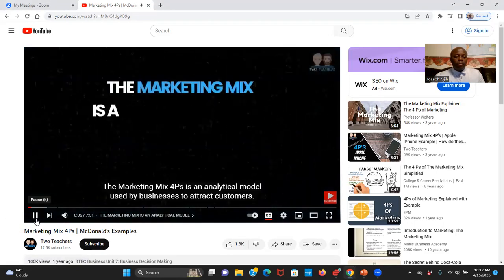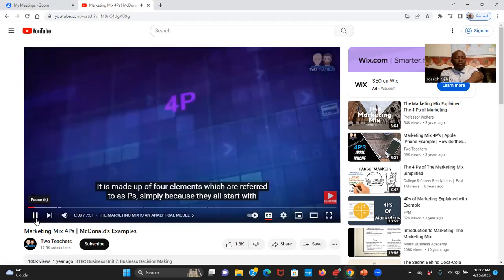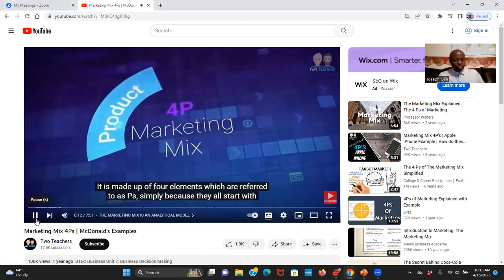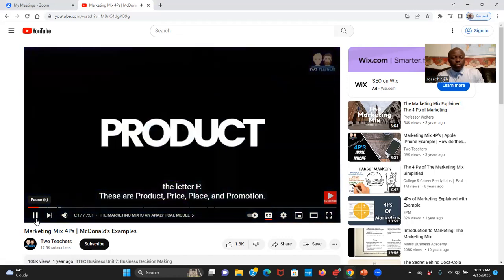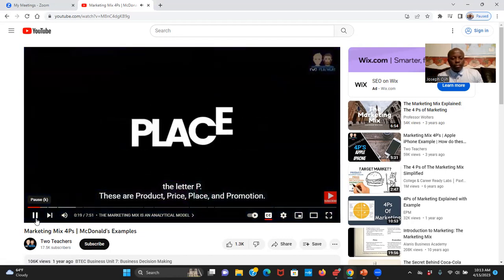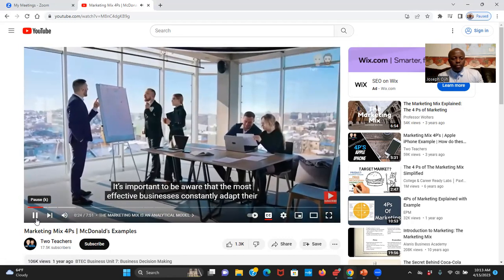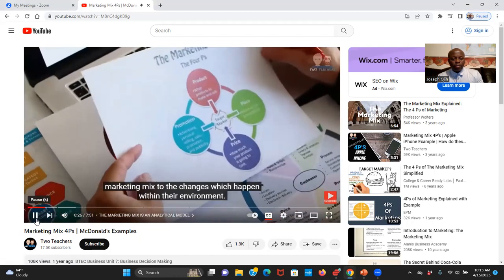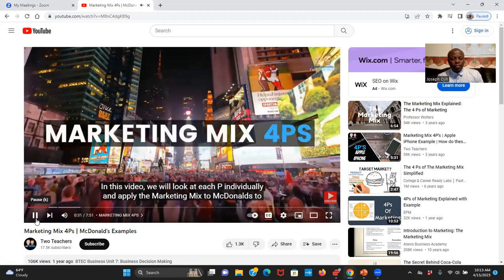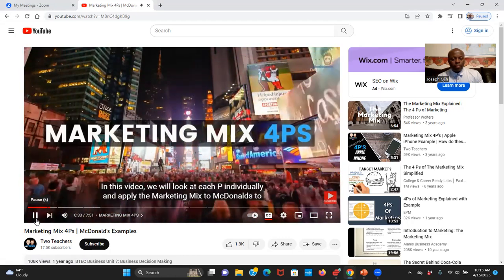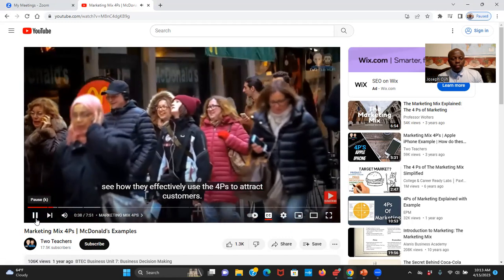All right. The marketing mix is an analytical model used by businesses to attract customers. It is made up of 4 elements, which are referred to as Ps, simply because they all start with the letter P. These are product, price, place, and promotion. It's important to be aware that the most effective businesses constantly adapt their marketing mix to the changes which happen within their environment. In this video, we will look at each P individually and apply the marketing mix to McDonald's to see how they effectively use the 4 Ps to attract customers.